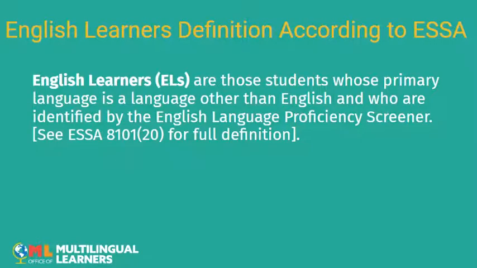According to the federal definition, English learners are those students whose primary language is a language other than English and who are identified by the English Language Proficiency Screener. English learners are an extremely diverse group of students representing hundreds of language backgrounds and nationalities, including many born in the United States.